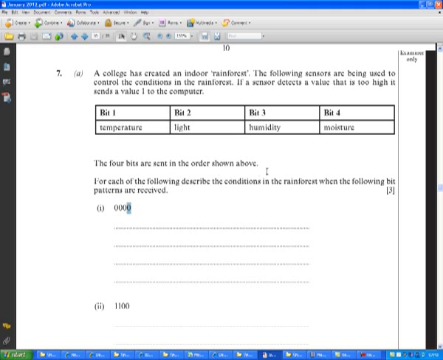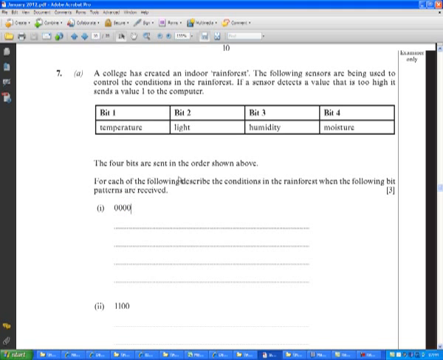For each of the following, describe the conditions in the rainforest when the following bit patterns are received. So just asking us to describe what the actual conditions are like in the rainforest whenever the sensors return these values. So just to recap, we know that if a sensor detects a value that is too high, it sends a value of 1. So if it's too warm, you have a 1 in the first one. If it's too bright, or if there's too much light, there will be a value of 1 in the second bit. If humidity levels are too high, there will be a 1 on the third one. And if moisture is too high, there will be a 1 on the fourth digit.